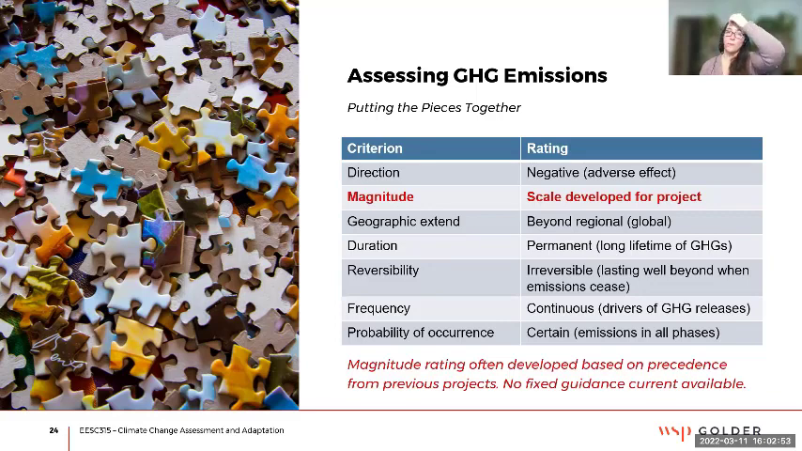And one thing to note about the magnitude is that the magnitude rating is developed based on precedents from previous projects. There's no actual fixed guidance currently available. So that becomes a bit more of a challenge because you have to come up with something that is reasonably defensible. One of the things that you might want to look at is understanding what is the error or the uncertainty associated with the provincial and the federal emissions inventories that you're using for your existing conditions. How does that compare?